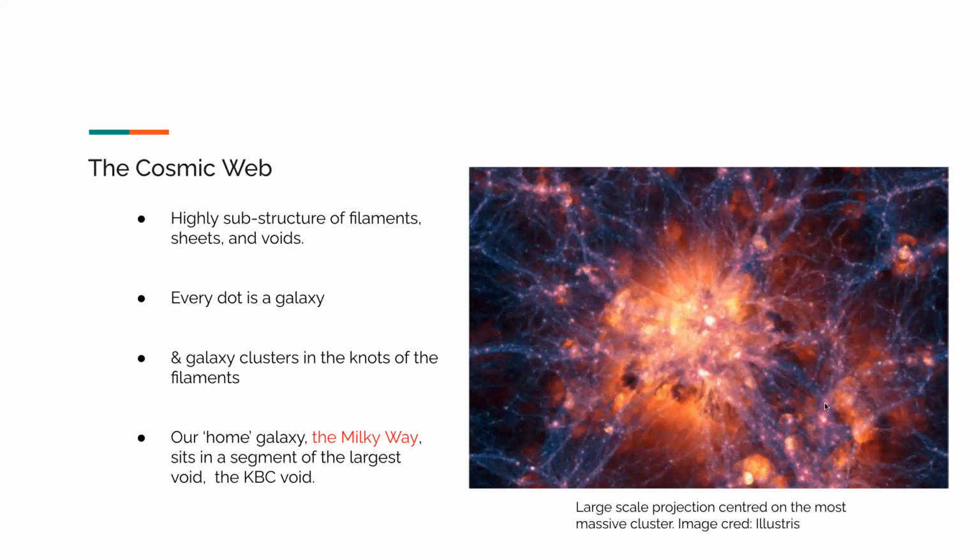And every little dot you see there is a galaxy and not a star. And again, the galaxies are randomly distributed along these filaments. There's no sequence really of how galaxies are arranged. The home galaxy, which I highlight in red, the Milky Way, I'll talk about a bit later. It's said to sit in one of the largest voids, which is the KBC void. So this is just part of these large scale structures, the cosmic web.